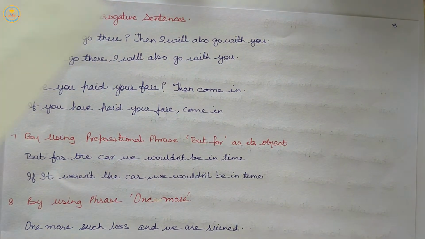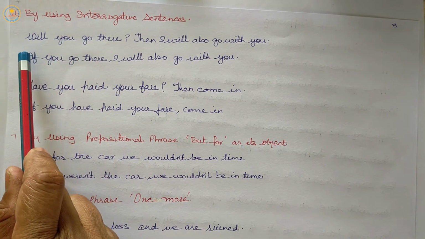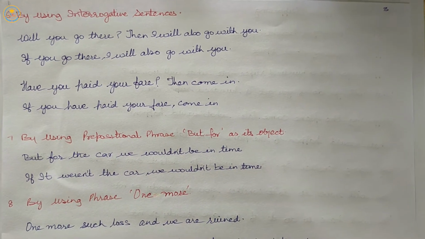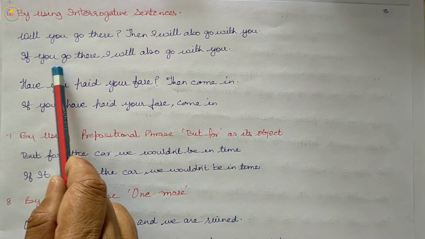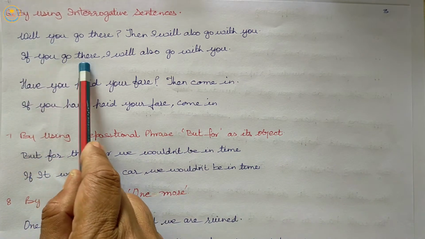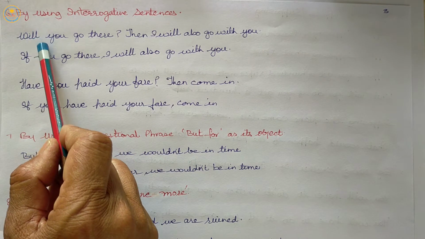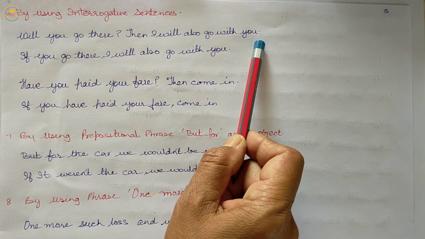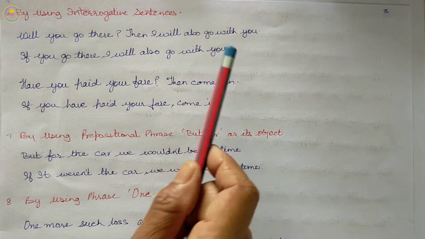Our next use is by using interrogative sentences. Example, will you go there? Then I will also go with you. If you go there, I will also go with you. Listen, example. Will you go there? Then I will also go with you. If you go there, I will also go with you.